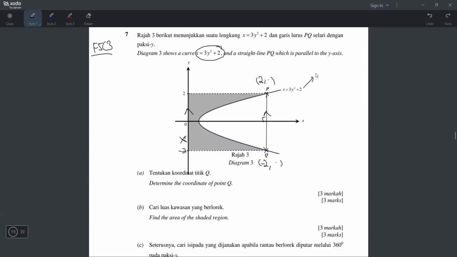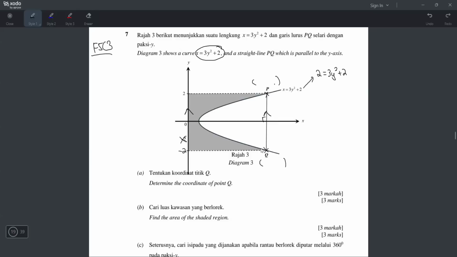So it becomes what? X equals 3. Silap. It should be x equals 2, right? So it becomes 2 equals 3y square plus 2. X yang kena ganti tu. Oh my god. Oh my god. Sorry. I silap, guys. Silap. Let me start over again.